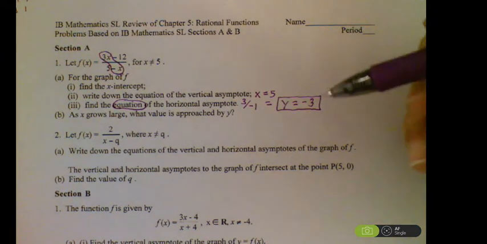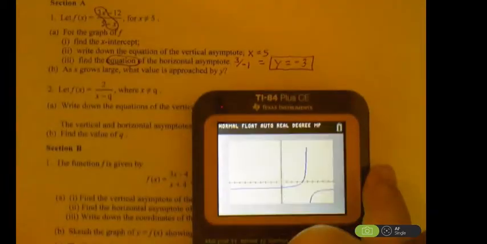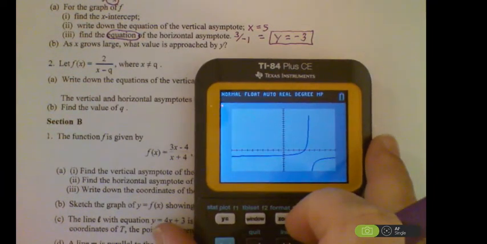The other way to see that is sort of graphically. It really defines the whole purpose of an asymptote, is it represents a limit.